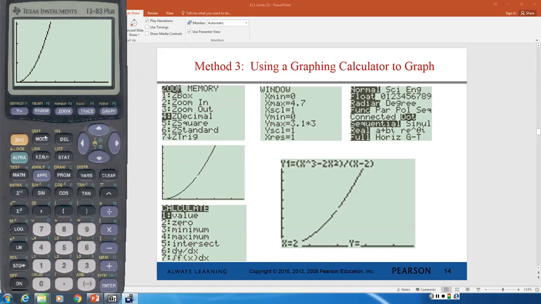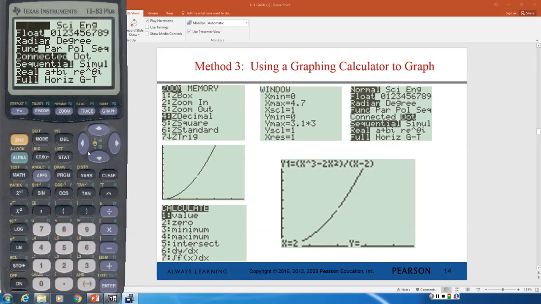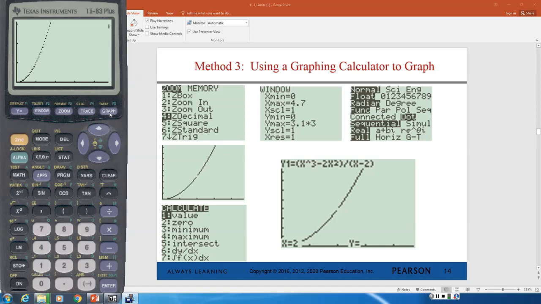But if I go to my mode button and change from connected to dot mode so that it doesn't try to connect everything up, and hit graph, all I see is the dots. So I still have an issue because I'm trying to see this screen right here.